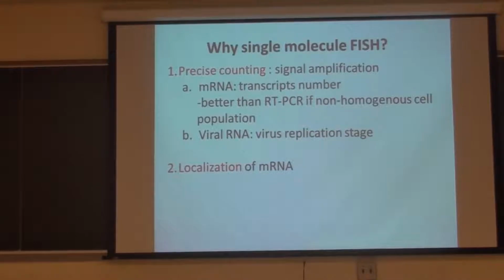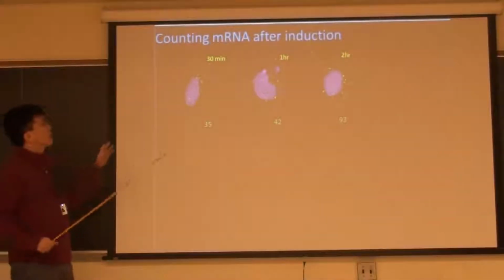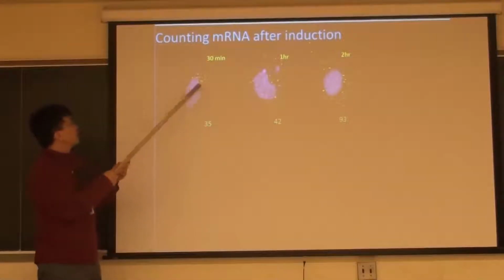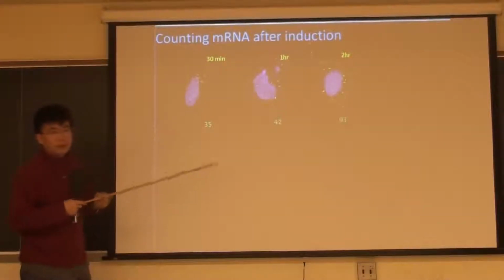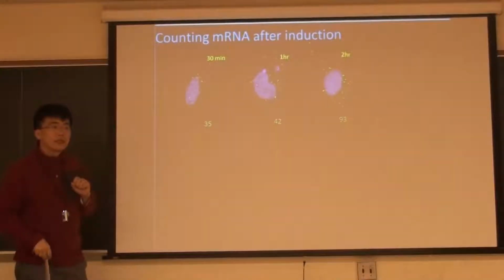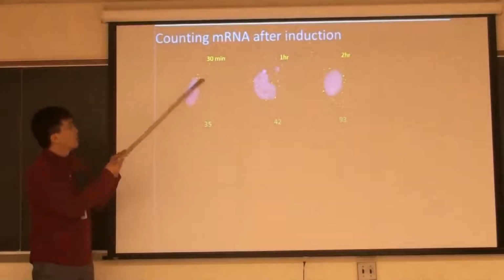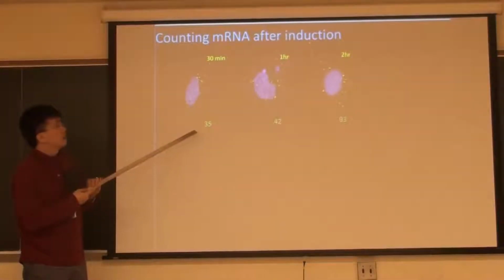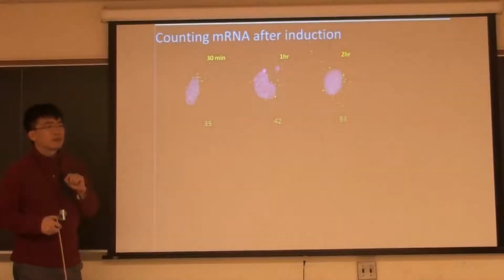So let me give you an example. This is data from my lab. You can see there's a single cell here, and the purple is the staining of the DNA. When you see a large block of purple, that means that you have a nucleus. The nucleus is stained with the purple dye. And then you see the green dots. These are single mRNA molecules of one kind that we labeled using the FISH probes.